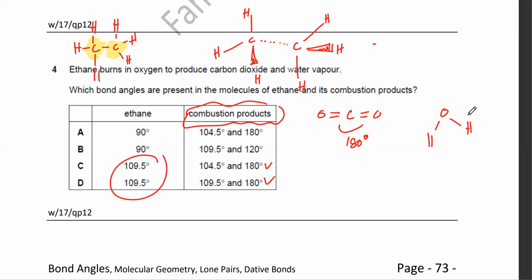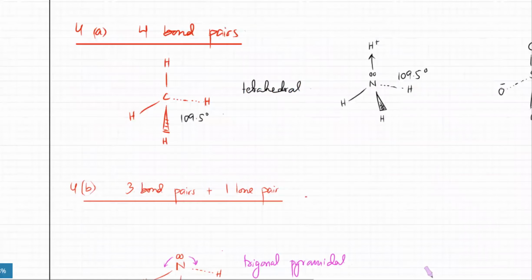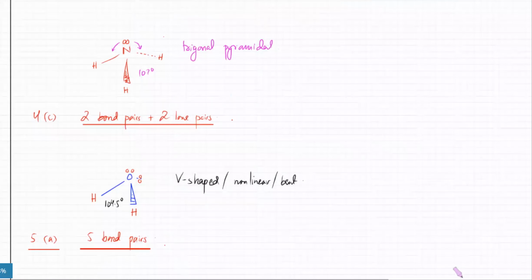And water, how many lone pairs has oxygen got? It's in group 6, so that means it's got 6 electrons. 2 are bonding, so 4 electrons are left. So basically you have 4 pairs of electrons, 2 lone pairs, 2 bond pairs. So the oxygen would be derived from a tetrahedral shape, except on 2 sides you will have H, and on the other 2 sides you'll have a pair of electrons. And the angle in this case would be 104.5, which would make it C. This is what we did for water just now.